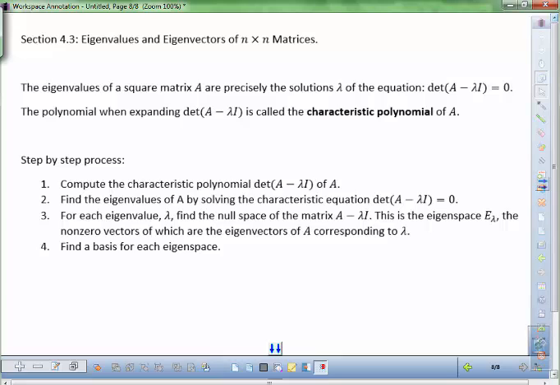Now you might have 0, 1, 2, or 3, depending on what your n is, up to n eigenvalues. But you need to take each of those eigenvalues that you found and put it back into this matrix and then find the null space of that to find your eigenvectors. And if you just have one eigenvector, then that's enough to span the eigenspace. If you have two, make sure they're linearly independent and then find the span of that.